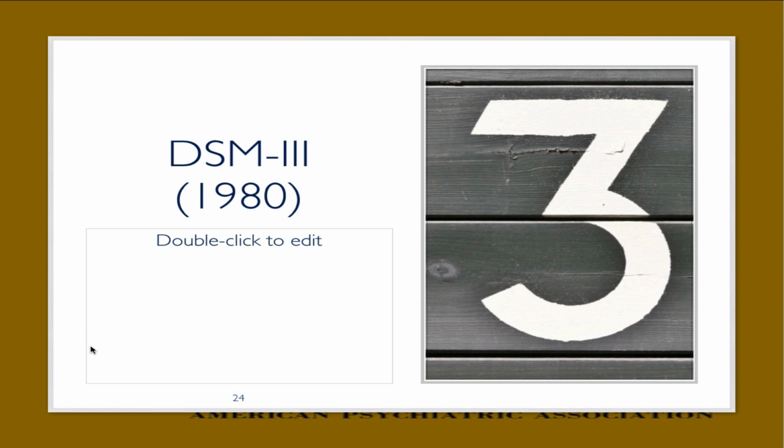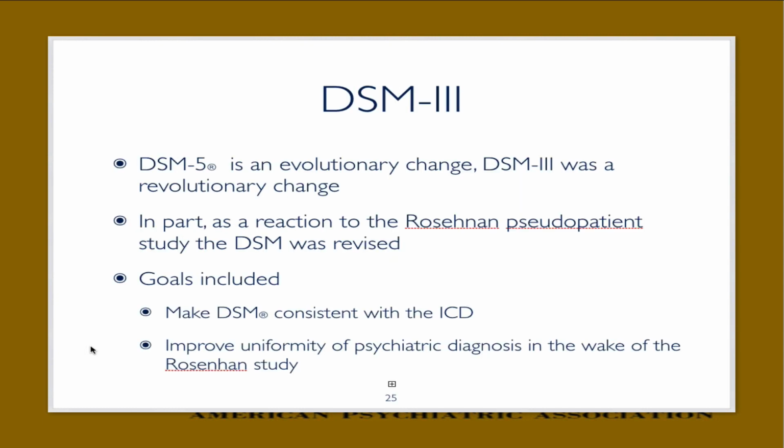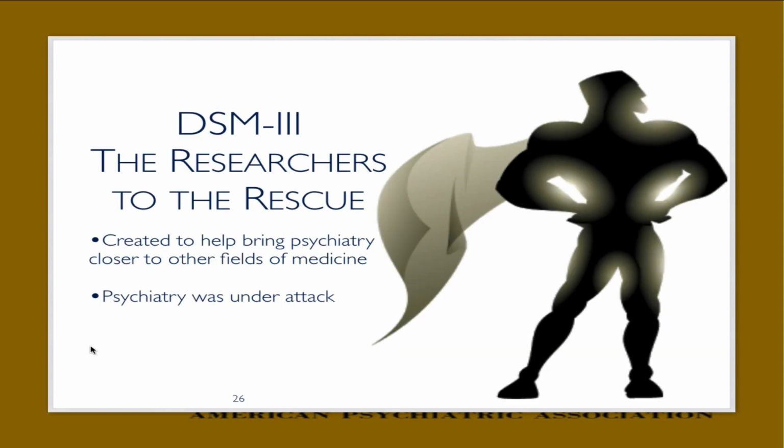It came out in 1980, and it was a revolutionary change in the way that we diagnose. And it was really influenced as a reaction from these Rosenhan pseudo-patient studies. The goals included making DSM more consistent with the ICD, and to make the psychological diagnosis more uniform in the wake of that very embarrassing Rosenhan study. They got it done relatively quickly because the researchers swooped in and really changed the DSM.